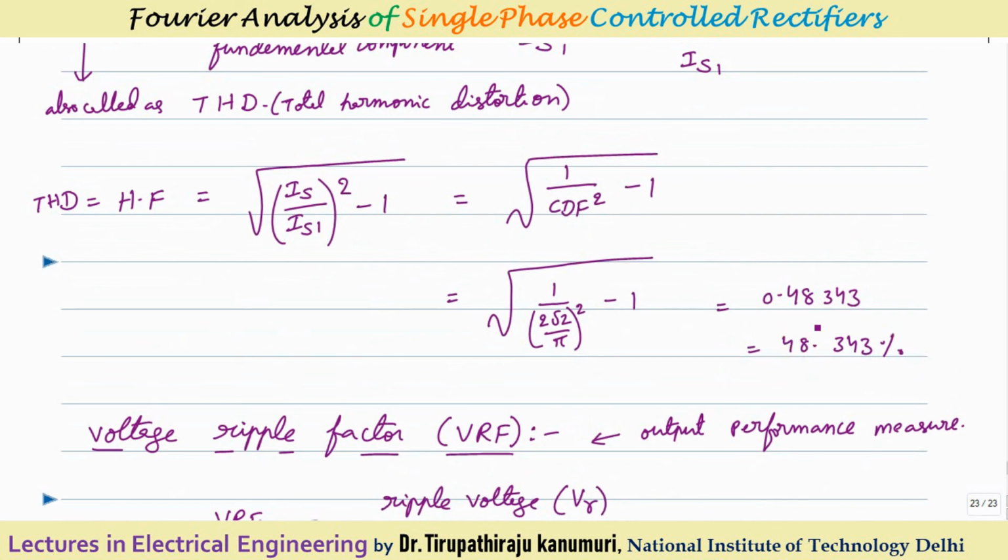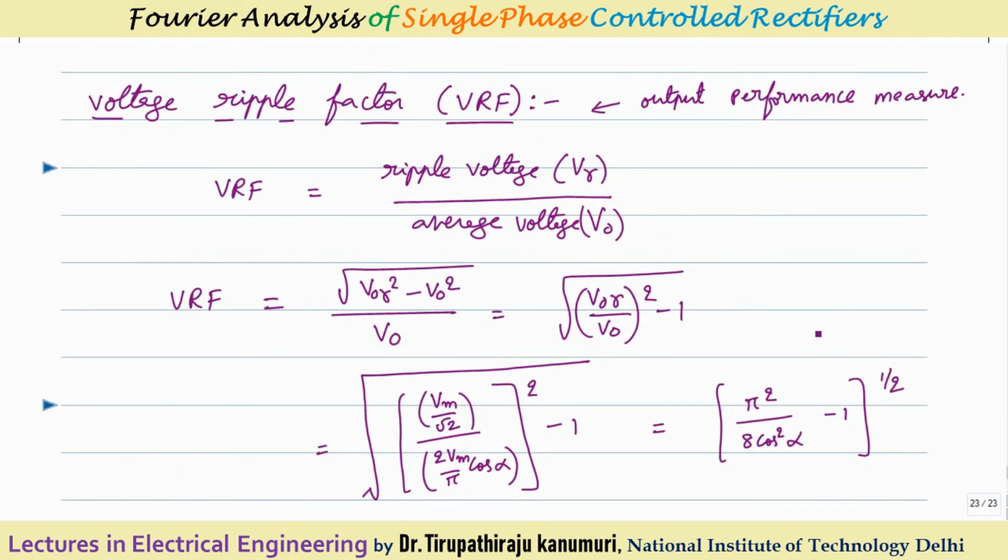Now coming to the output side, the purpose of the rectifier is to generate pure DC voltage and pure DC current. But your voltage is not pure DC. So I want to know how much percentage of other frequency components are there other than DC. To calculate that, take the RMS value square minus the average value square, divided by the average value. That is called the voltage ripple factor. So this is the voltage ripple factor we are getting. The voltage ripple factor will depend on the value of alpha, so when you change alpha, the ripple factor will change accordingly.